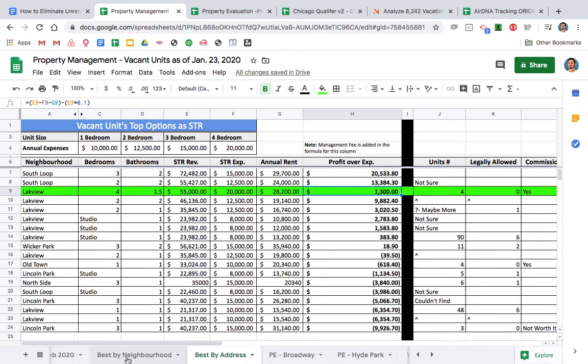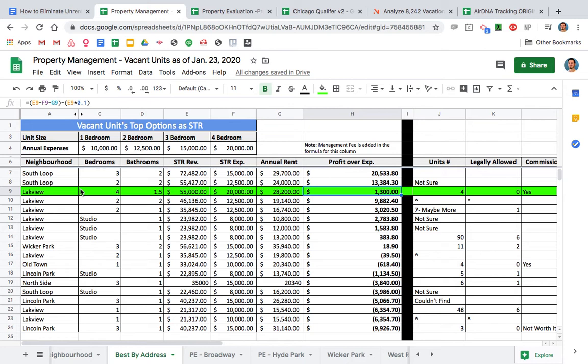Now, when I originally got sent this data, it came in this tab here, and in this tab is every single vacant unit that this property management company has. I sorted it into each neighborhood individually, as you can see down here, so I could split them up. Then I put it into this sheet, where I took all the vacant units that had any potential based off of the short-term rental annual revenue, and I organized it based off of how profitable they would be.